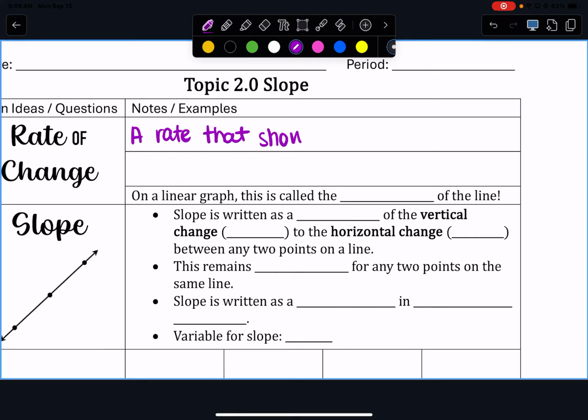So it is a rate that shows how one variable changes with respect to another.